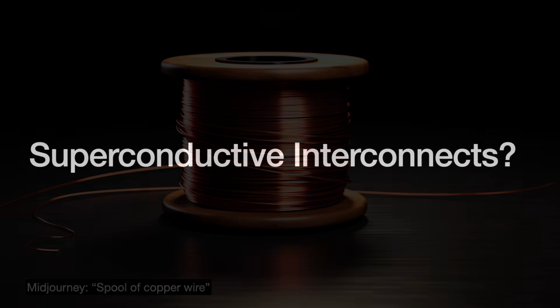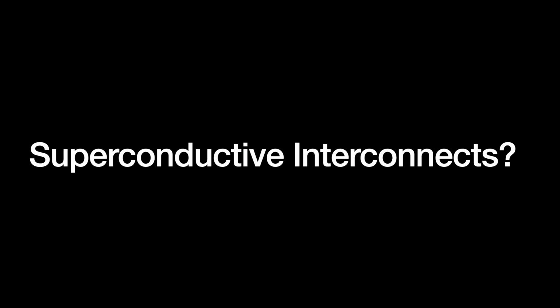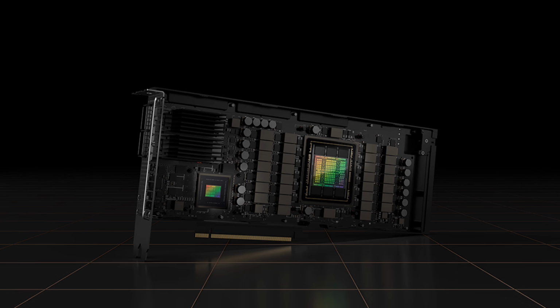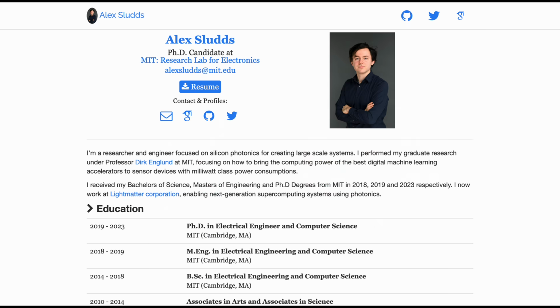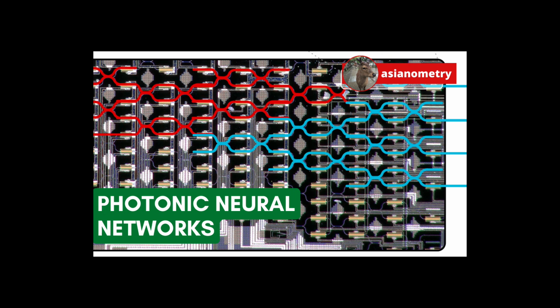In today's most advanced AI accelerators like the NVIDIA H100s we use for massive models like ChatGPT, some 80 to 90% of the power budget is spent on simply transferring data around rather than actual computation. Will superconducting interconnects simply wipe that out? So I asked MIT PhD Alex Sludds for a few thoughts. He's a photonics researcher with a background in semiconductor devices and interconnects, and of course he's a good friend of the channel. I did a video about his work in neural networks and photonics a while ago.